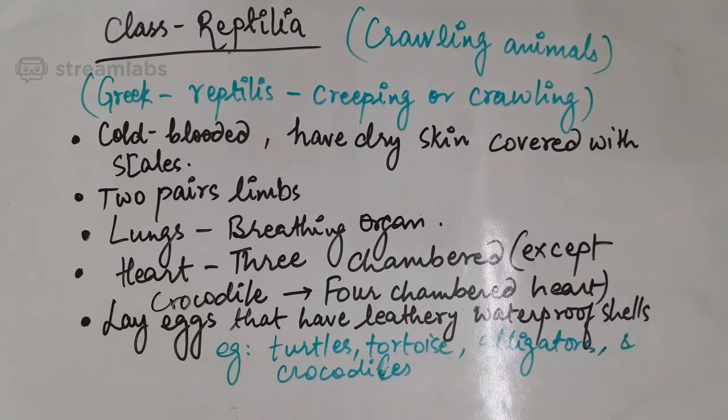So I hope this much is sufficient for today. We have studied two phyla belonging to the invertebrates, that is phylum number 7 Mollusca and phylum 8, that is Echinodermata. Along with this, we started about the vertebrates or the animals having a notochord or backbone. We have completed 3 classes. In the next class, we will be discussing the remaining 2, that is class Aves and class Mammalia.